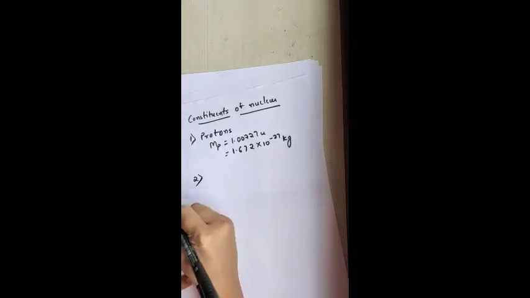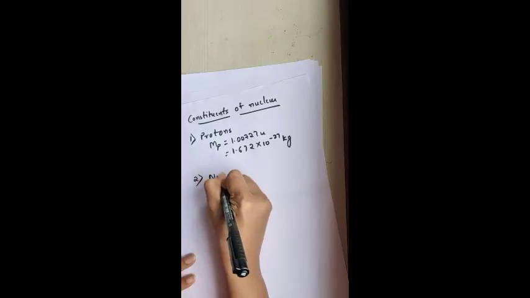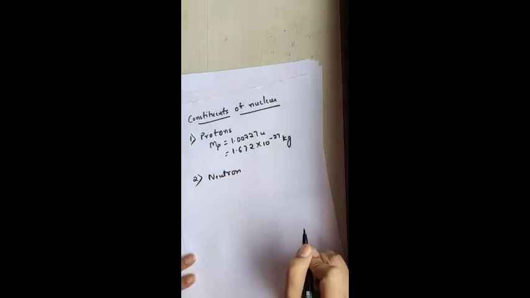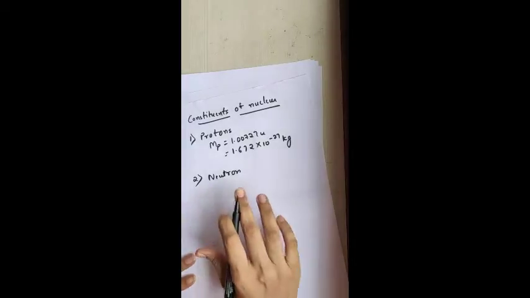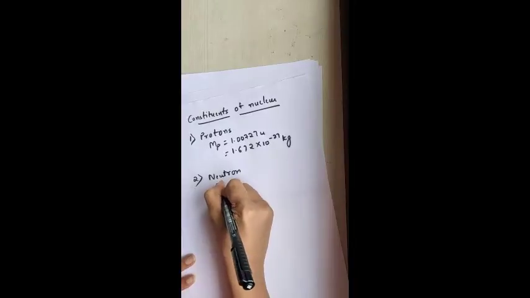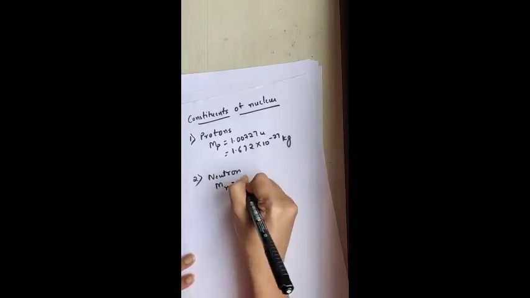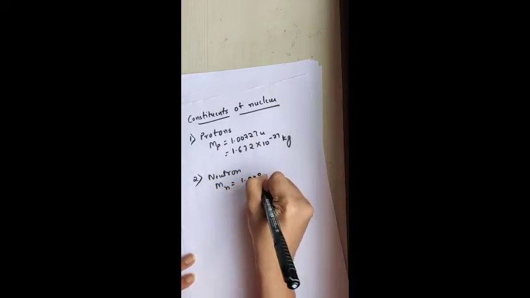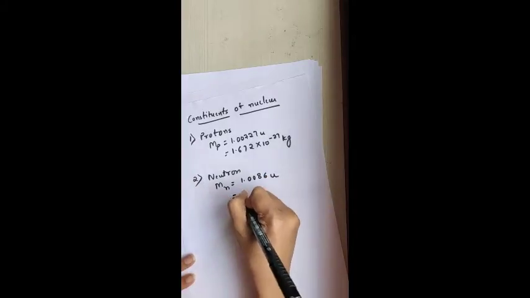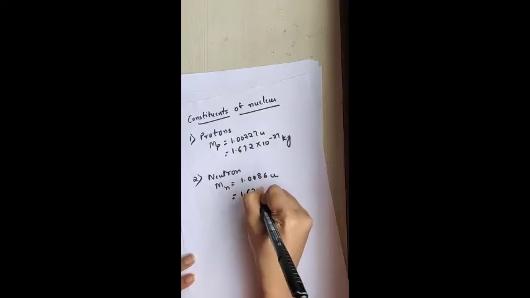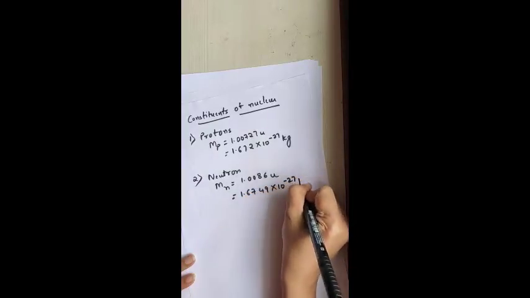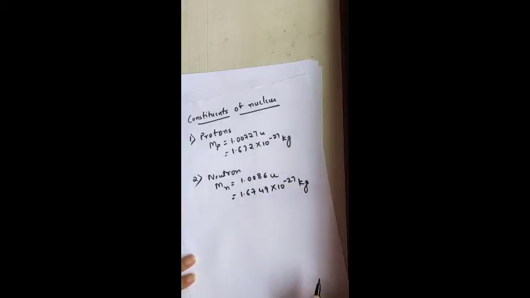Next we are going to study the neutron. The neutron was discovered by James Chadwick, and the neutron is neutral in nature. It has no net charge. The mass of the neutron is around 1.0086 AMU, and in kg it is around 1.6749 × 10^-27 kg.